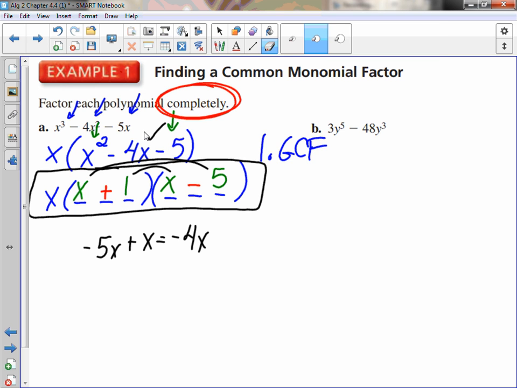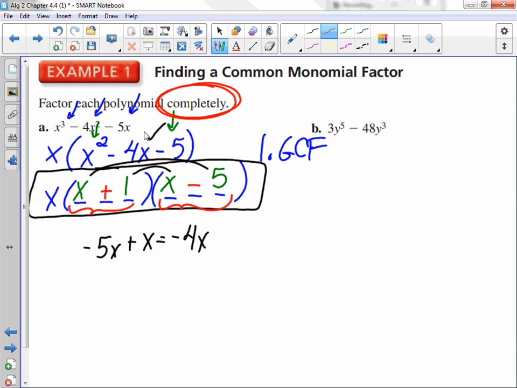There cannot be any greatest common factors. There cannot be any common factors between anything inside the parentheses. If there is, we have to factor it out. It has to be as simplified as we can get it.